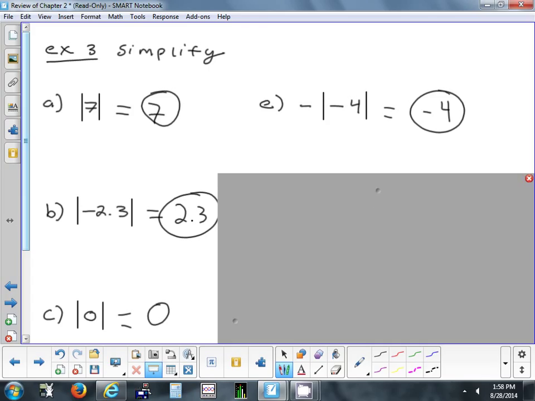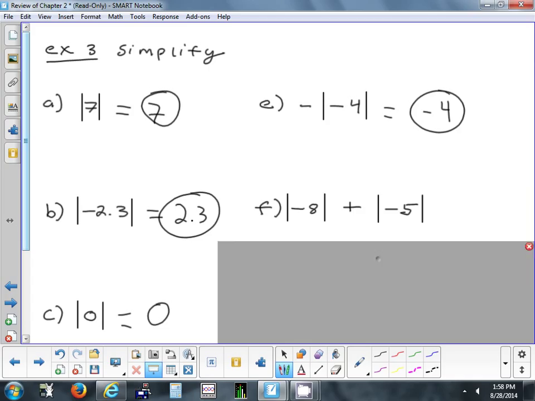All right. Let's try one more. This one's a little bit of arithmetic: the absolute value of negative 8 plus the absolute value of negative 5. What you want to do is just do it one step at a time. First tell me what the absolute value of negative 8 is. That's all I need to know.